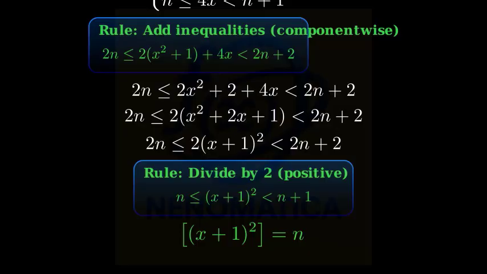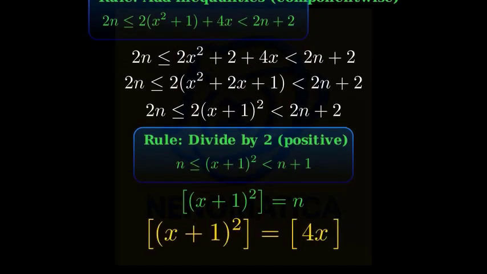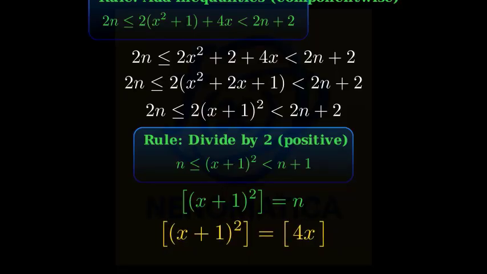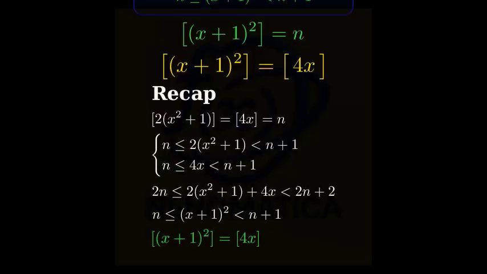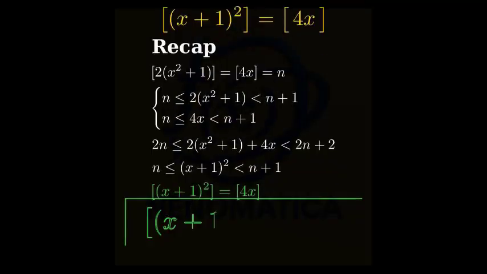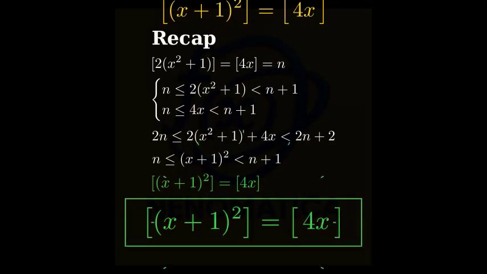But n was the common value, and it equals floor of 4x. Therefore, the floor of (x plus 1) squared equals floor of 4x. Recap. Start with the common integer value n, convert floors to double inequalities, add them, complete the square, divide by 2, and use the floor definition to conclude. Final answer: the floor of (x plus 1) squared equals the floor of 4x.